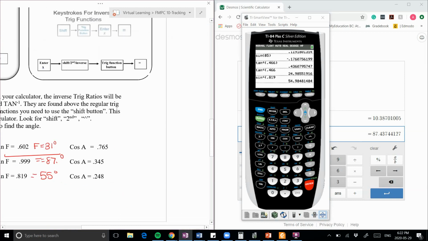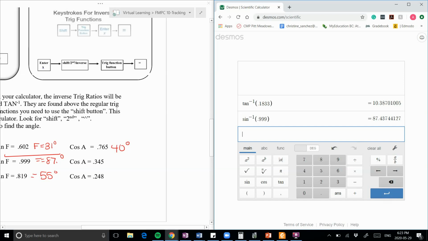And we can do the same thing with cosine here. So we're going to go second floor cosine, and it'll give us the inverse of cos, 0.765. So 40.0 is going to stay at 40.